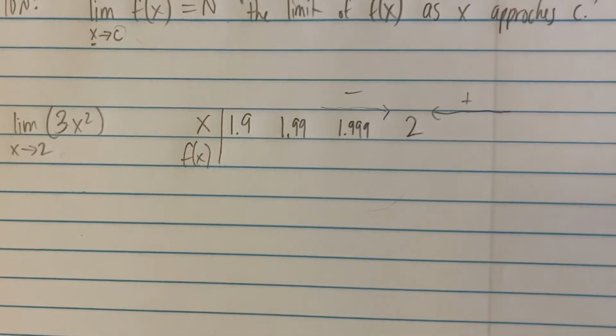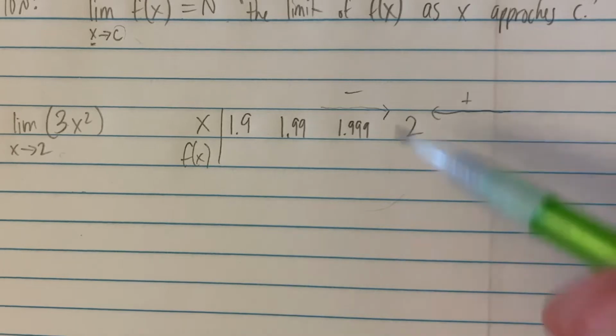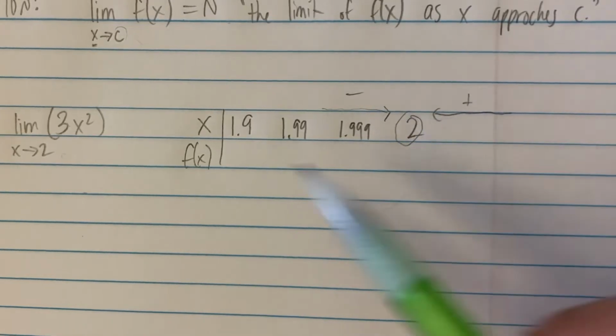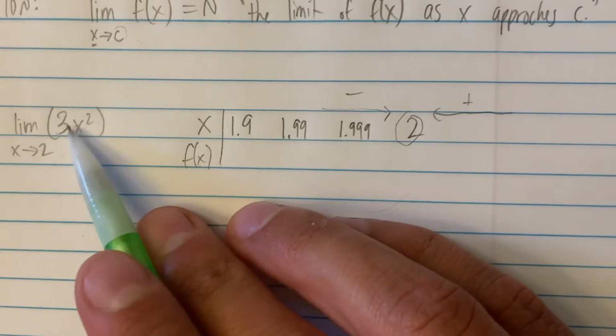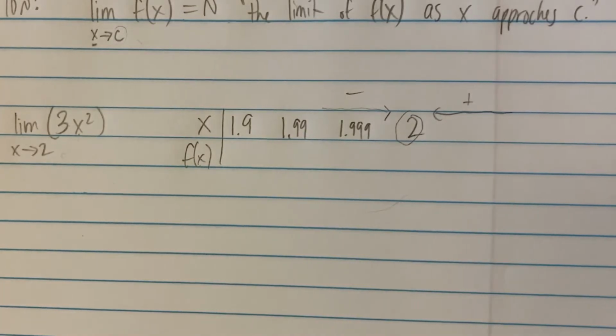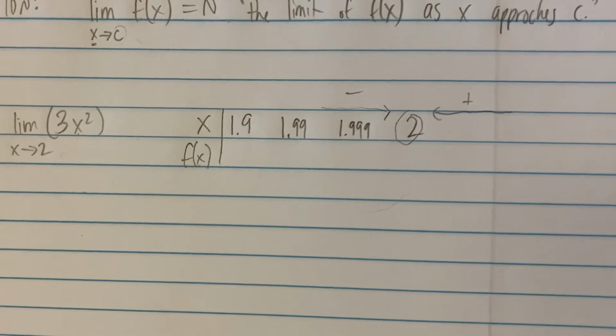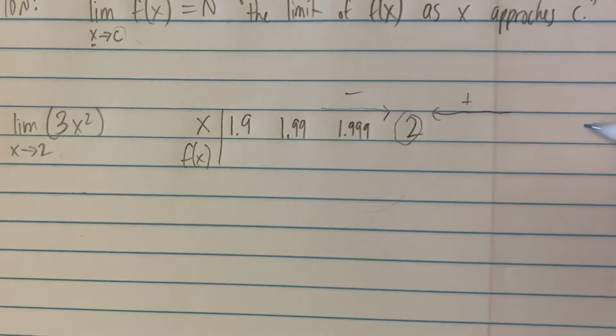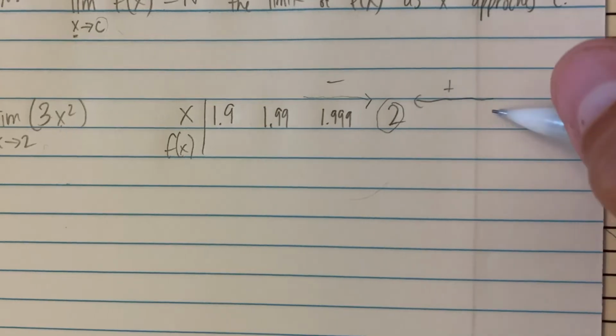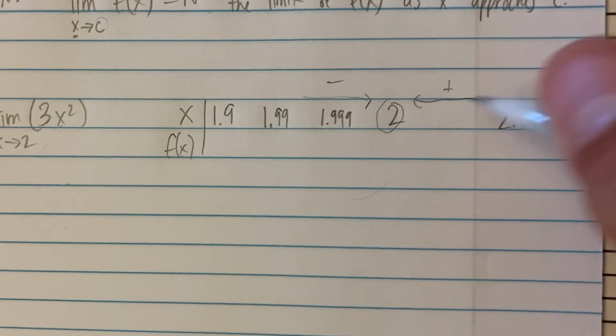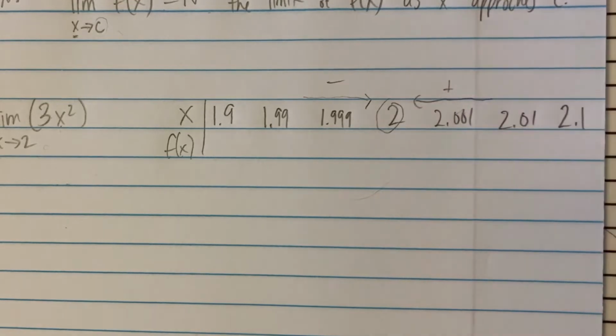Now, sometimes you're not going to be able to choose the actual number. In this case, I could actually choose 2 and plug it in, and 2 squared is 4 times 3 is 12. So I have a hunch that the answer to this is going to be 12. But let's look and see what happens. I want to choose a number from the positive side, like 2.1, that's very close to 2, or 2.01, or 2.001. You can see how those numbers are getting very much closer and closer to 2.